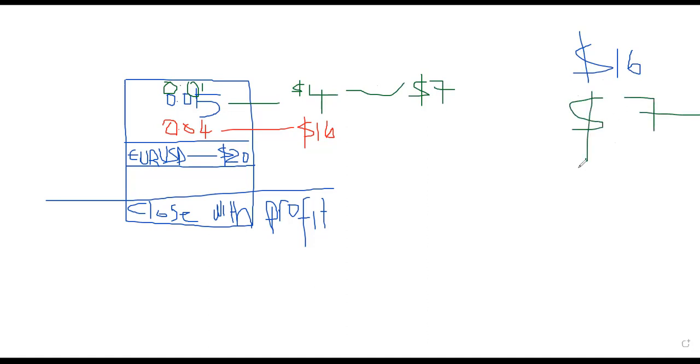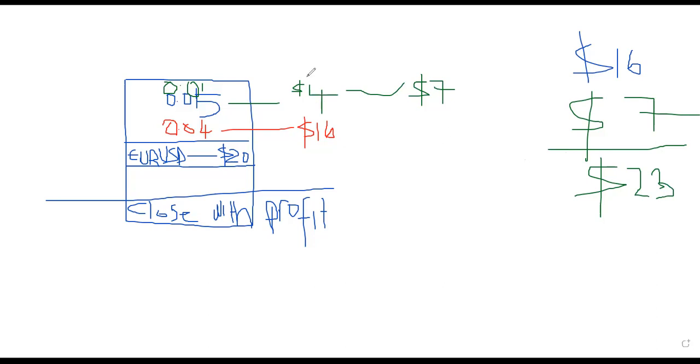So if $7 is added to your profit margin, you are left with what? $23. If you have $23 in the market, it means you can go home and rest because you have $23 remaining. But now let's talk about the reverse.